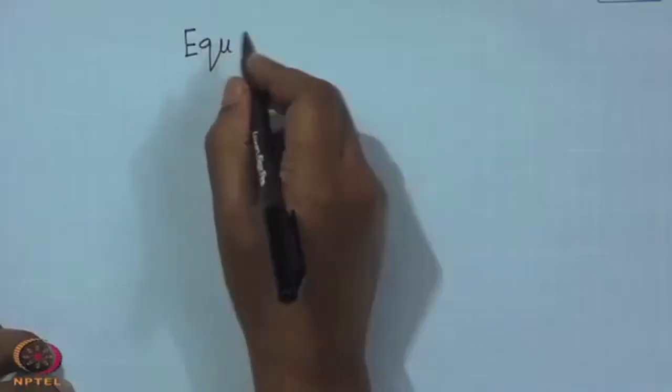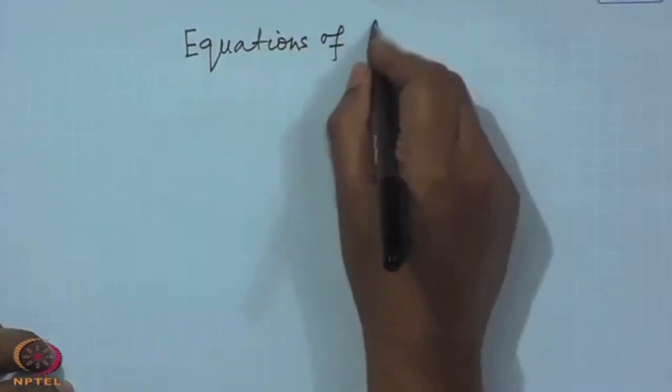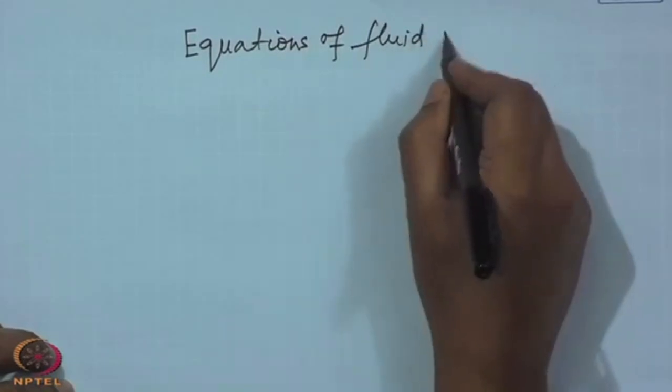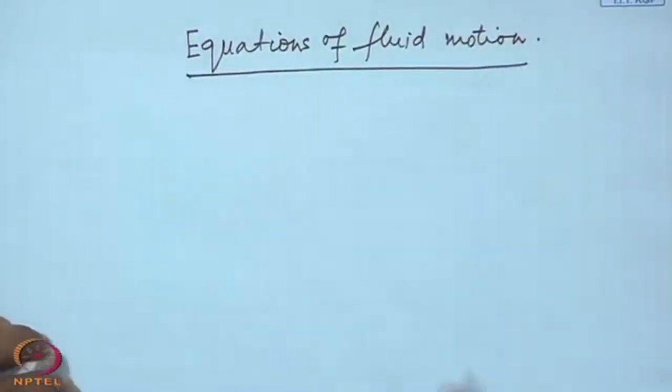We will now consider what are commonly called the equations of fluid motion. You can call them the governing equations of fluid motion. Eventually, the governing laws are nothing but the statement of the physical conservation laws. One of these physical conservation laws we have already considered and discussed, which talks about conservation of mass, and we have derived the mass conservation equation, or equation of continuity.